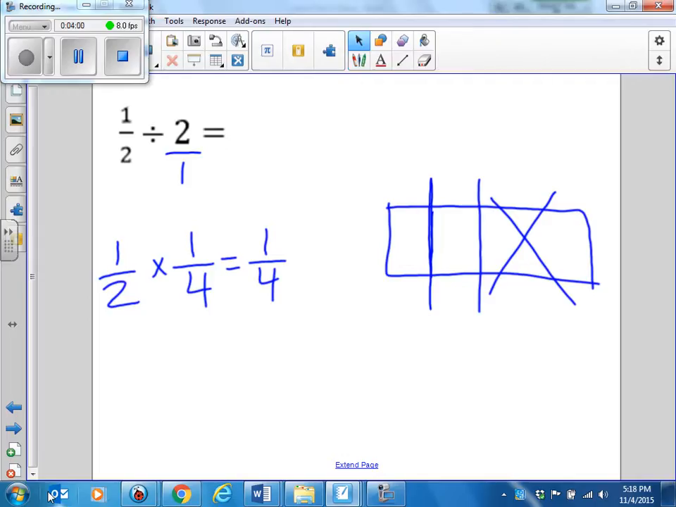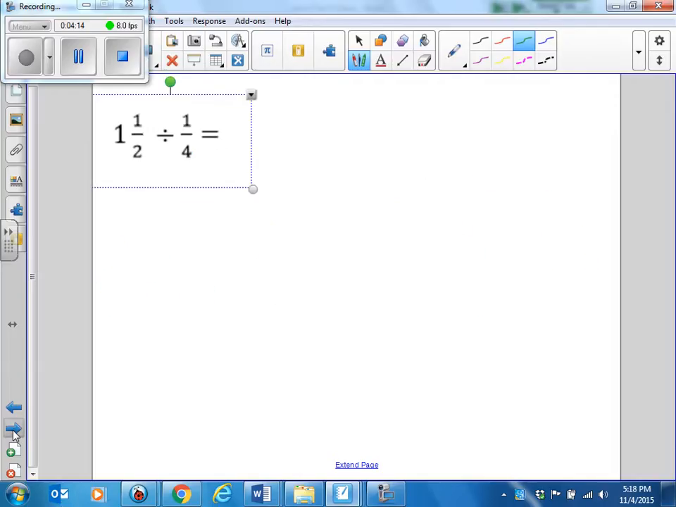And if you look at this model over here, that makes sense. If I have a half and I divide it into 2 pieces, I have a 1/4 and a 1/4. And I have 2 of those. I have 2/4. All right, let's look at the next one.